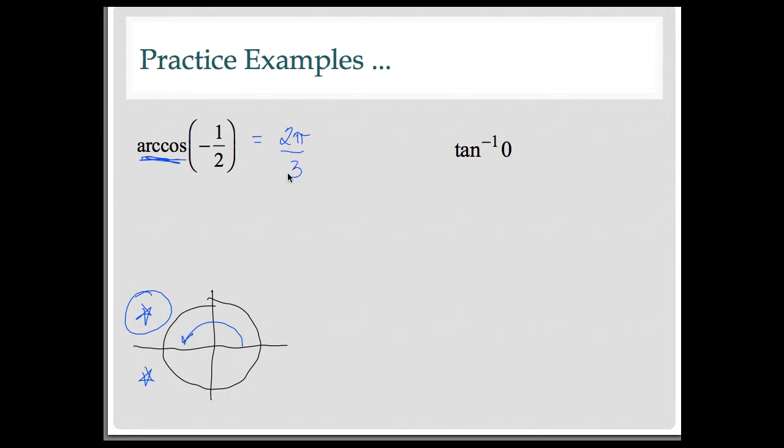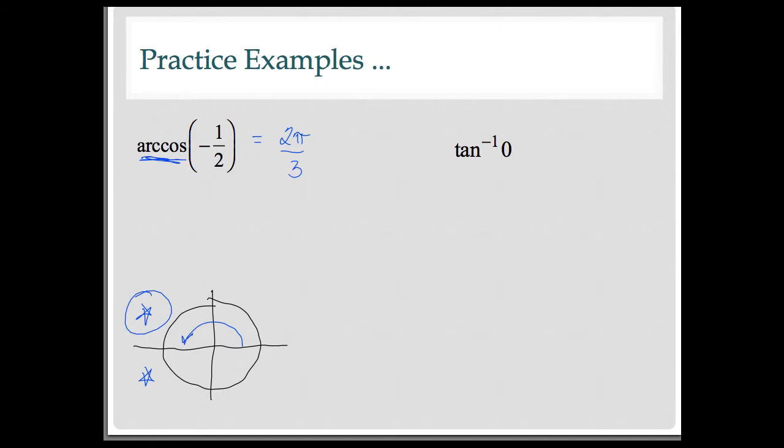And notice how the answer looks. It's not x equals anything. There is no x. In this problem, it's not an equation. It's just an expression you're evaluating. So you just have arc cosine of negative a half. It's 2 pi over 3. You can't go turning these into equations if they're not given to you that way.